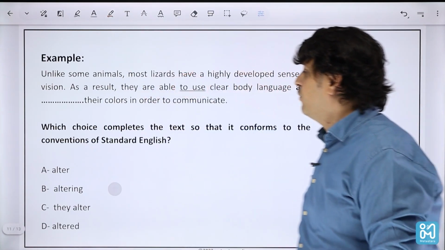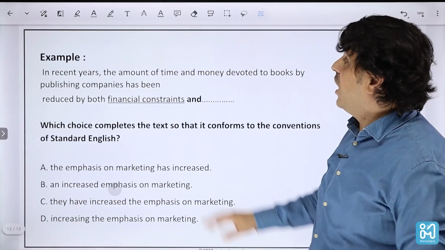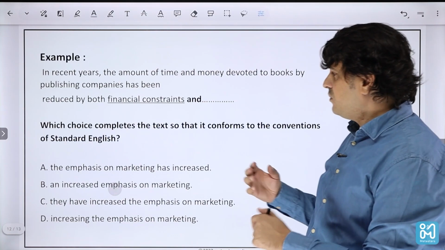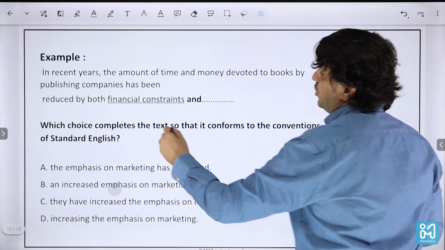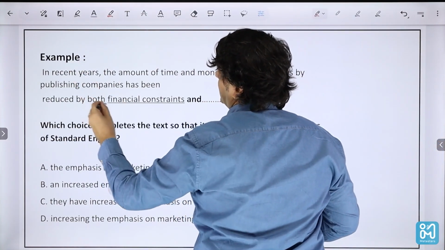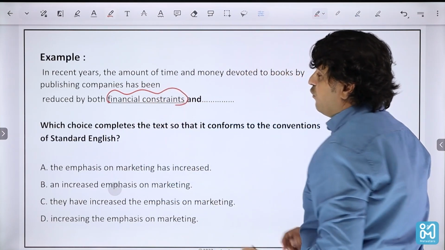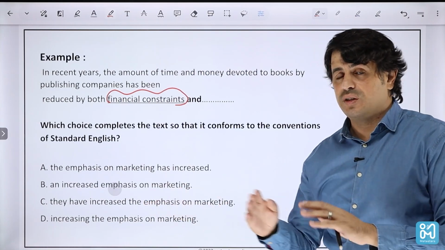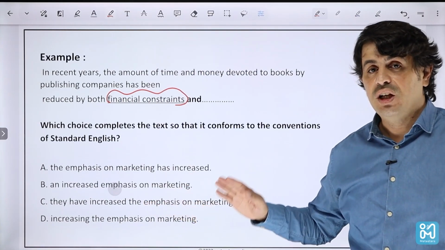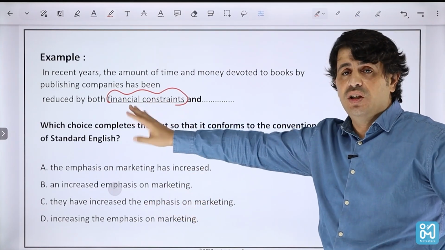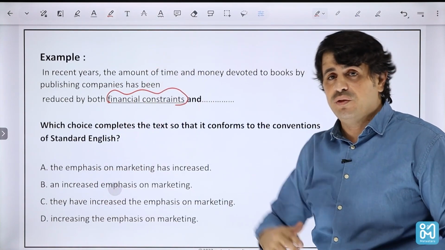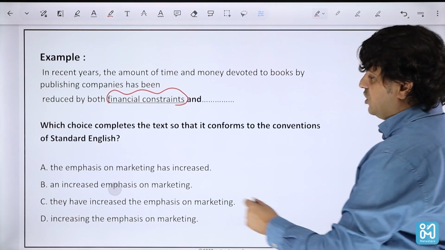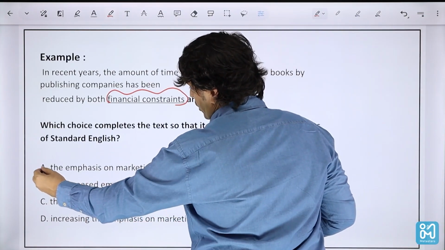Let me just check. Oh, yes, if we have another parallel structure here, we have what? Whenever we have, for example, it says here "both financial constraints." For sure, I should have another couple of words, but I'm not going to have a full sentence here. If I have a couple of words here, for sure, I would have another couple of words to make it as a parallel structure as I can.